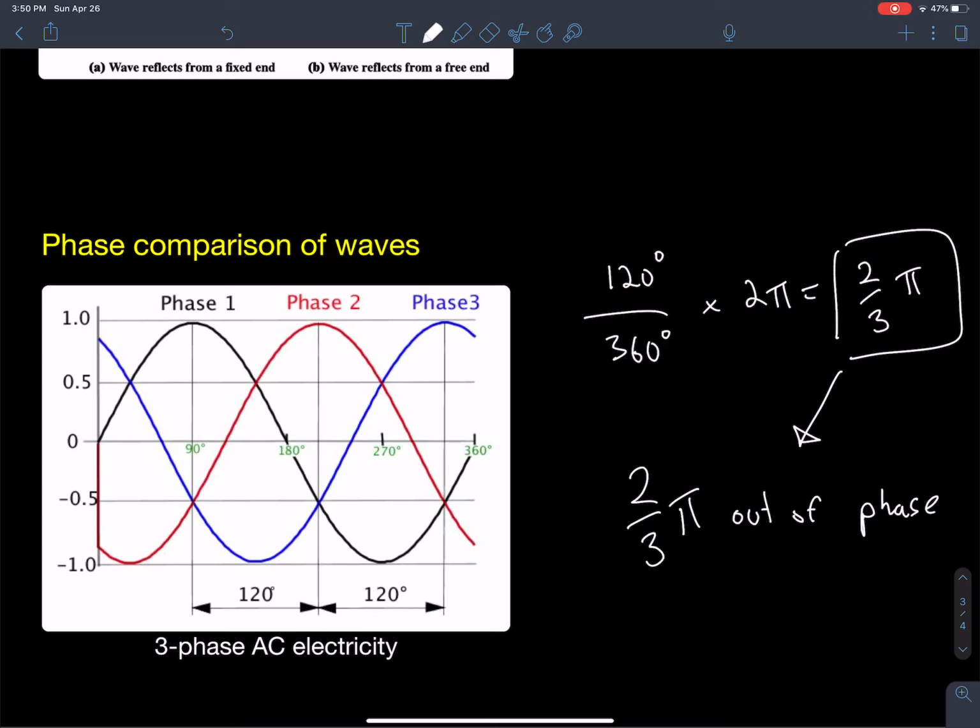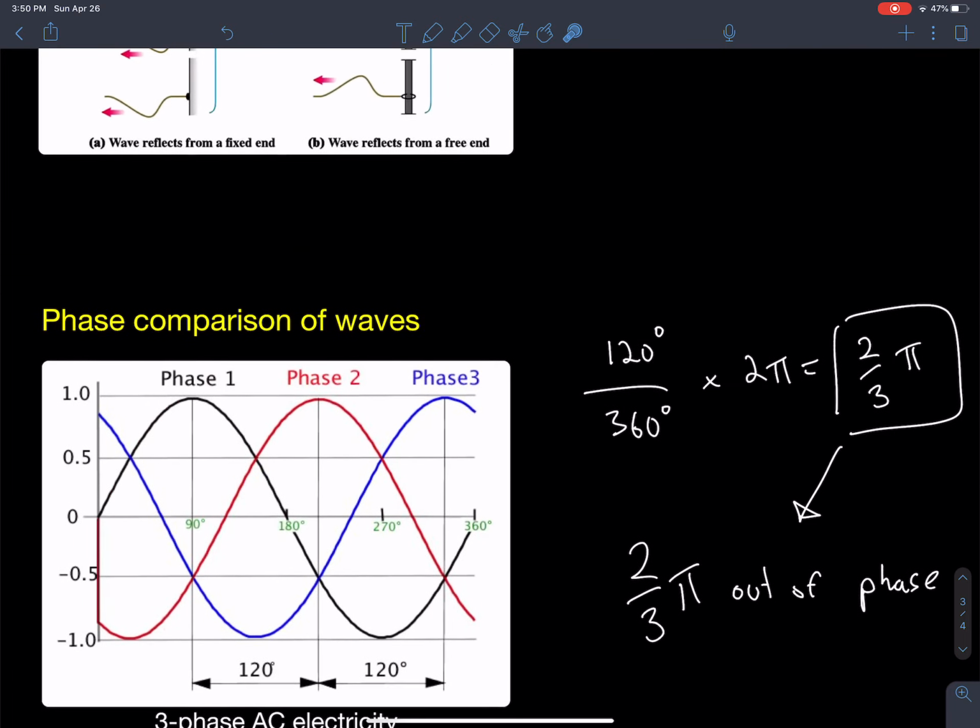So all 3 of those, between phase 1 and phase 2 would be 2/3 pi out of phase. Between phase 1 and phase 3 would be 4/3 pi out of phase, and so on and so on. So when you're talking about when that second wave is coming out, is it in phase or out of phase, and by how much? We describe that in terms of what fraction of 2 pi radians that wave is in phase or out of phase. And that's that for that video.